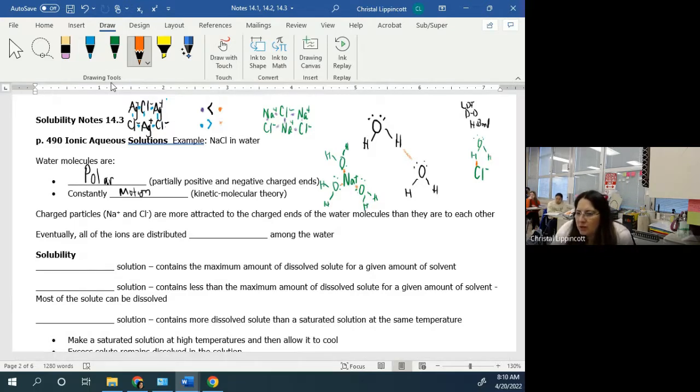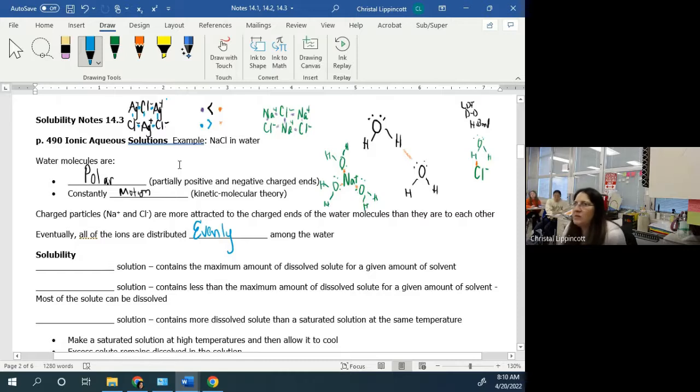So eventually, all of your ions are going to be distributed evenly among the water. Now, a couple different cases can happen here. Case number one.